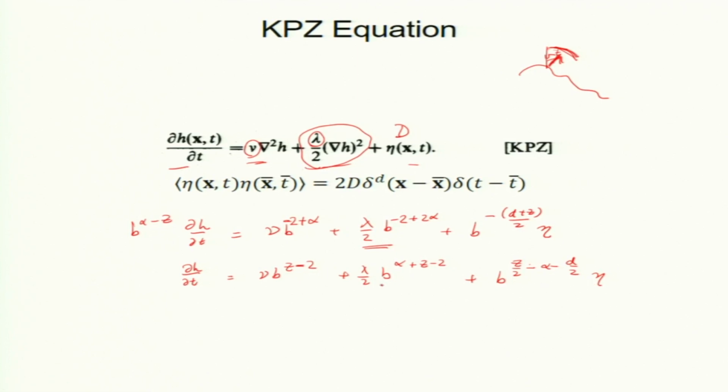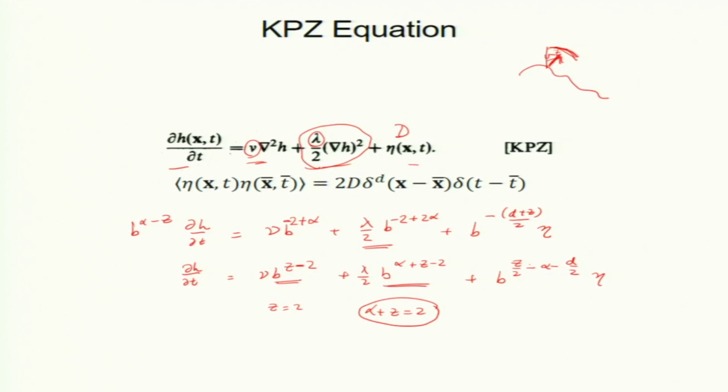So from this relation what do I get? Alpha plus z equal to 2, correct. Now what will I get from here? Z equal to 2, but then alpha is 0, right. This is a problem. Alpha 0 means roughness does not change with L. So what is the problem? The problem is assuming that nu is a constant. Nu can change with b, that is renormalization.